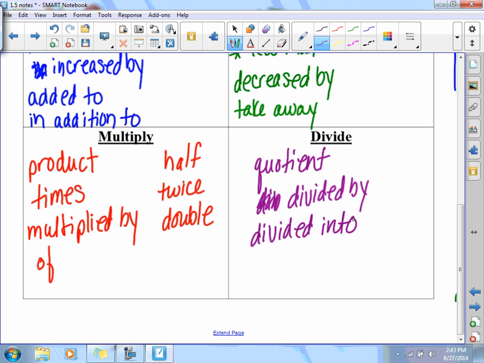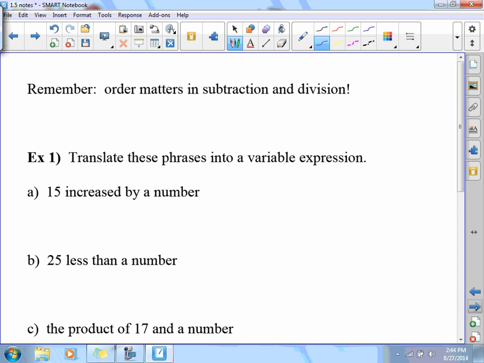because with division, it depends which number's in the numerator or the denominator. Divided by would say a certain number is in the numerator and a different one's in the denominator. And divided into would flip-flop that order. So now we're going to go through some different examples of phrases and practice translating them.